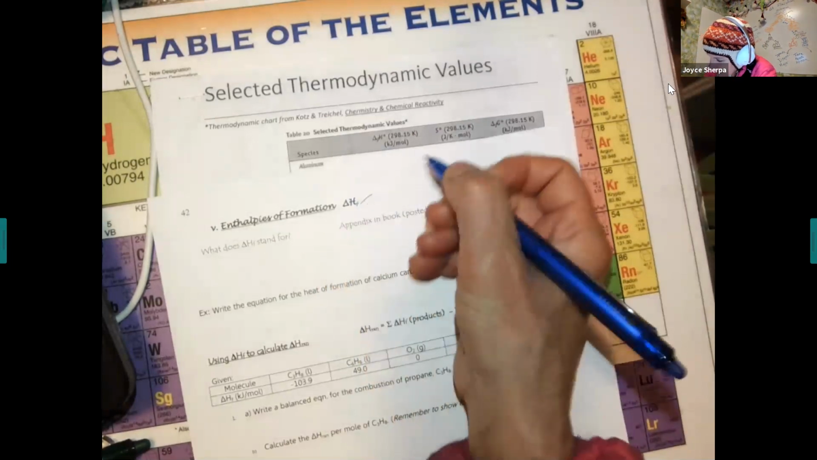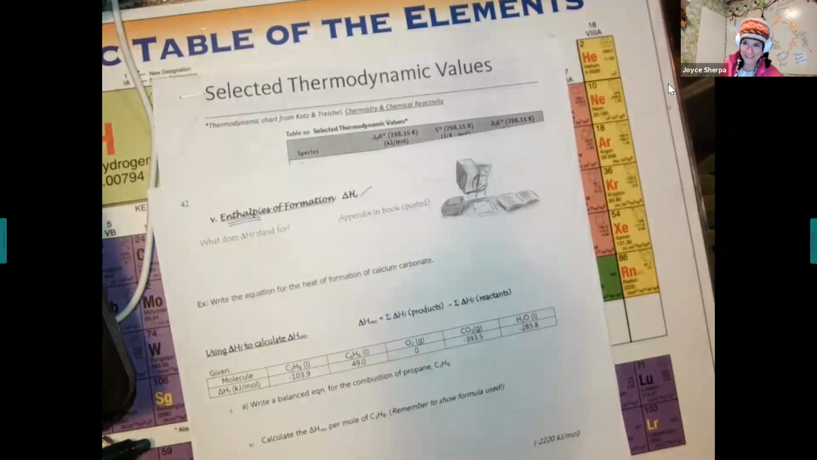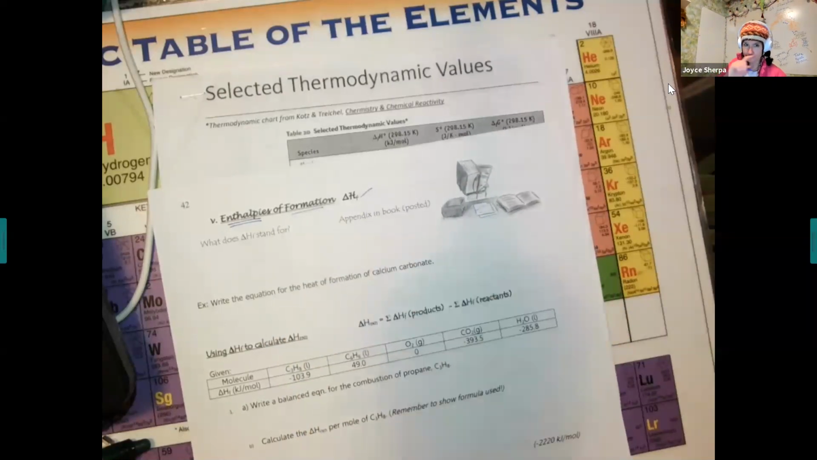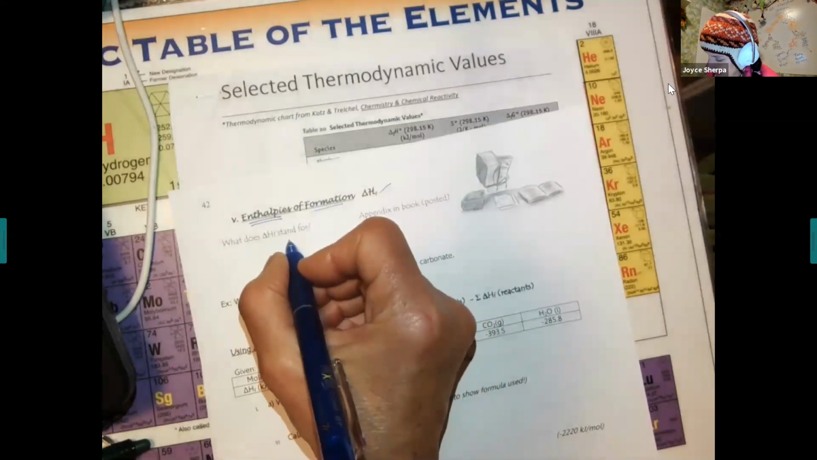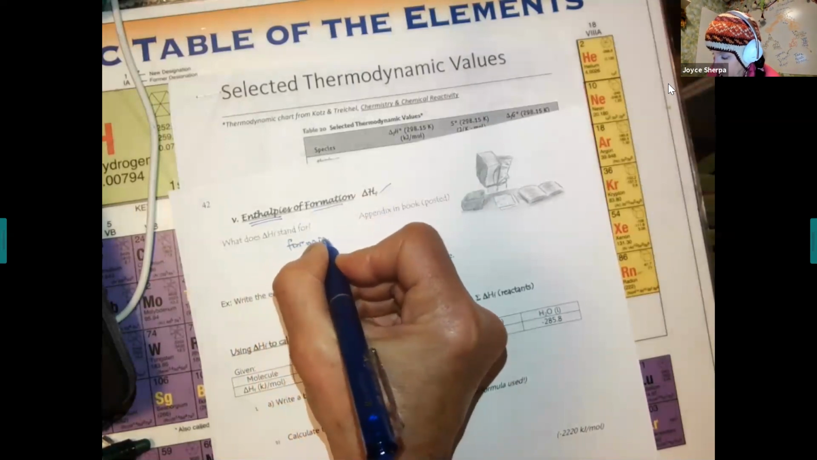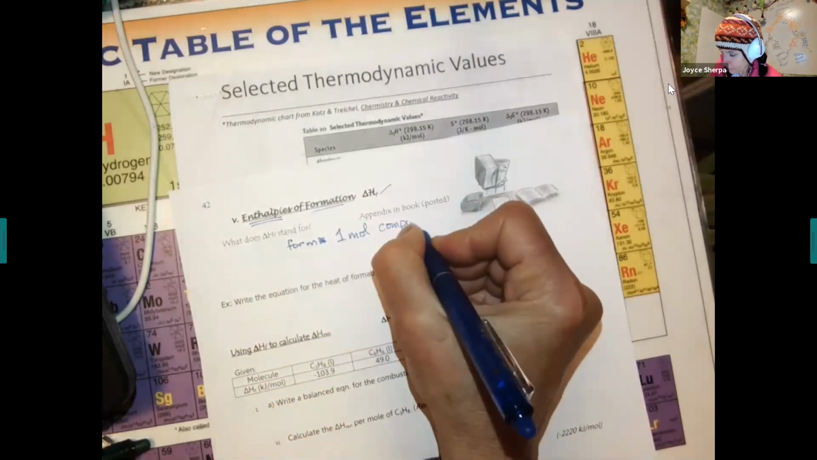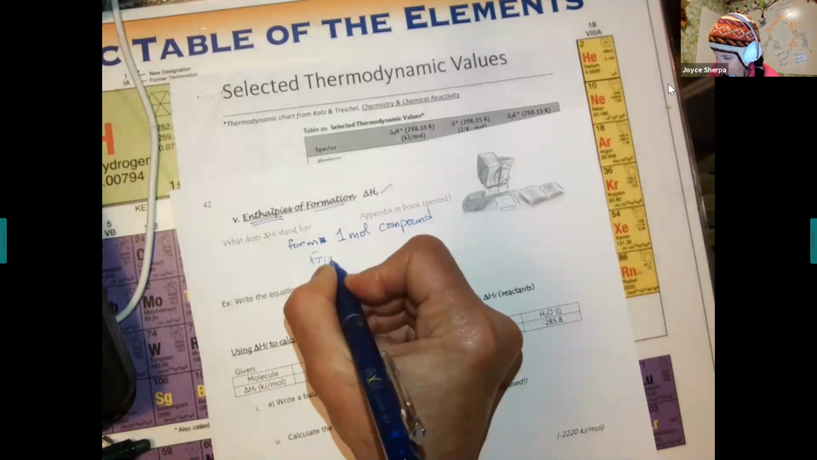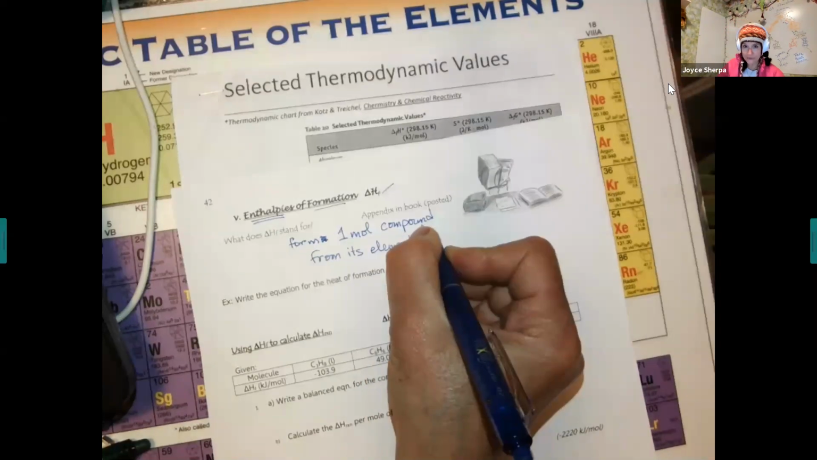And so what the chart is, delta HF. Delta H is enthalpy, or sometimes they say heat, but it's not a perfect synonym. And the F is for formation. And what it stands for is the formation. You're going to form 1 mole of the compound. I talked about this last week because it's bizarre, from its elements. So the compound is the product.